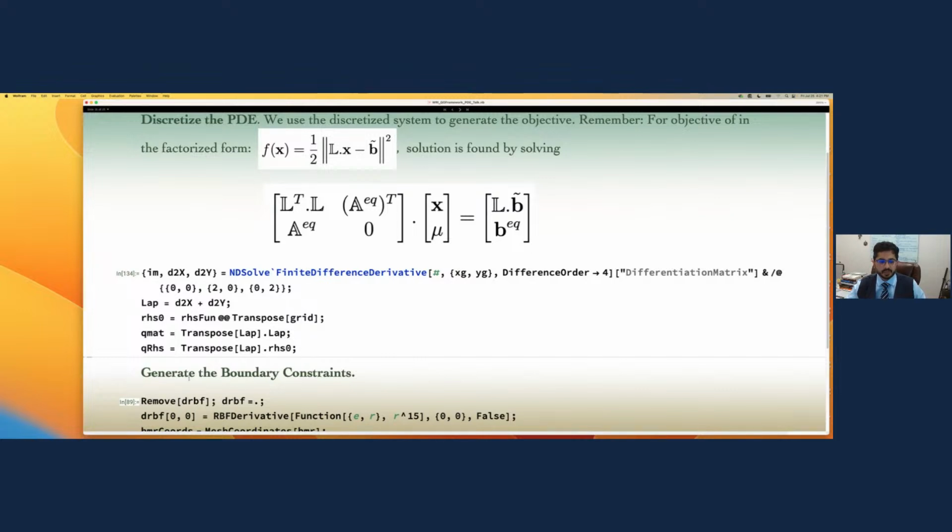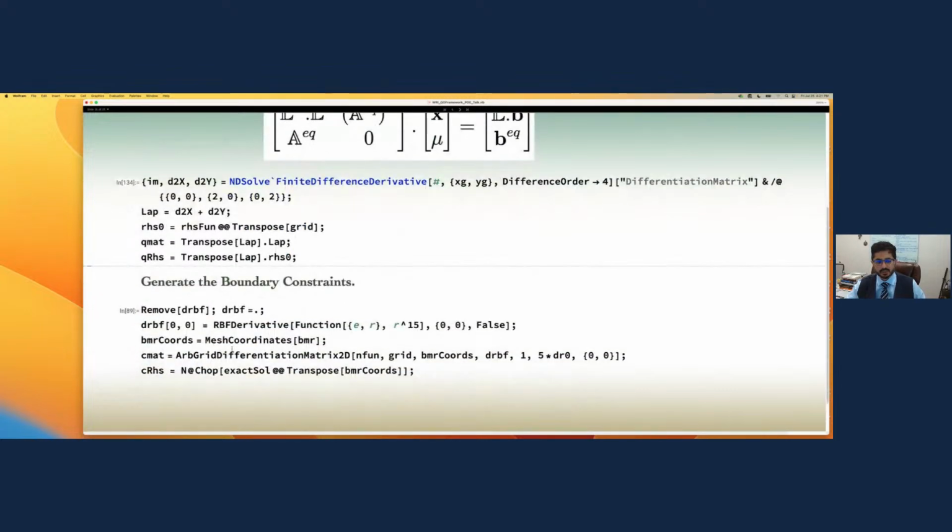Then I'm going to generate the information associated with the boundary conditions. This RBF derivative is not a built-in function. It's a function I've written. It's part of the utility functions that are available in this notebook. The radial basis function I'm using is just r to the power 15. You can use your own, but what this RBF function does is it generates a whole bunch of compiled functions so that you can get a lot of computations done quickly.